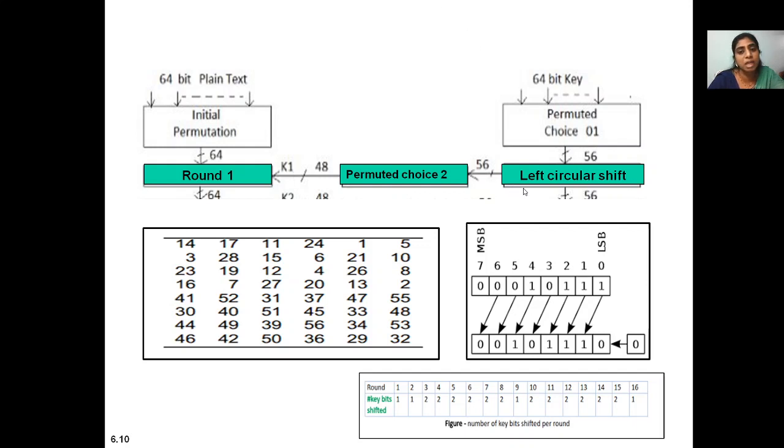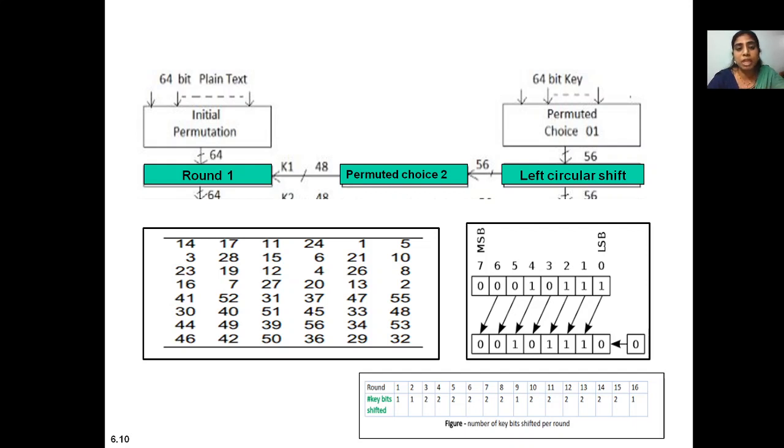Once you have done the left circular shift, we get the output as 56 bits. These 56 bits are given to the permuted choice 2. This permuted choice 2 is similar to a transposition of the values, so we are going to replace the values with the required numbers. Since we are placing those 56 values, we are going to remove some 8 values, and we compress our 56 bit values to only 48 bits.